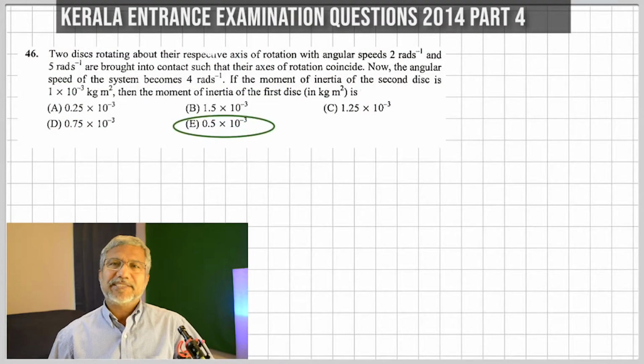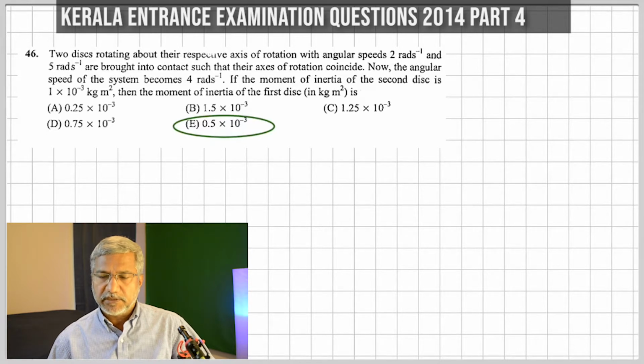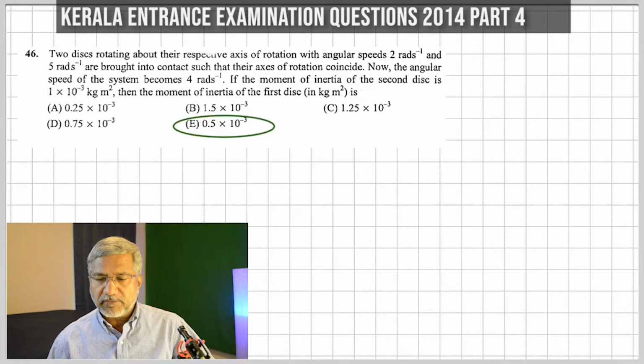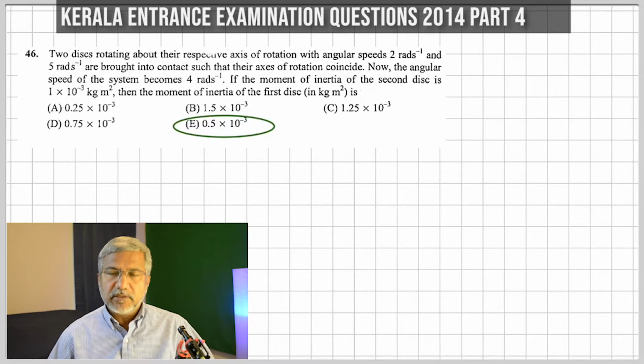So here we have question number 46. Two disks are rotating about the respective axis of rotation with angular speeds 2 radian per second and 5 radian per second are brought into contact such that their axis of rotation coincide. Now, the angular speed of the system becomes 4 radian per second. If the moment of inertia of the second disk is 1 times 10 to the negative 3 kilogram meter squared, then the moment of inertia of the first disk is.